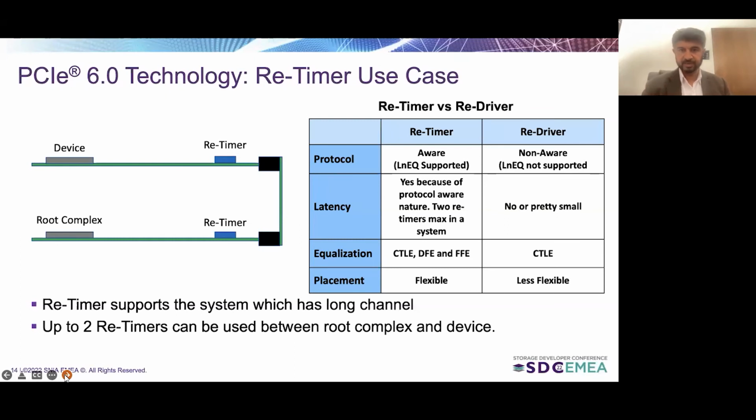In terms of placement, with a retimer there's a lot more flexibility. With a redriver, there's less flexibility. So as you can see, a retimer supports a system which has a longer channel. Up to 2 retimers can be used between root complex and device. Now, why is this important? The next slide talks about what PCIe architects and designers need to be careful of or aware of when integrating PCIe 6.0 technology.